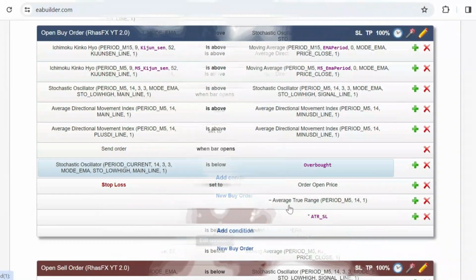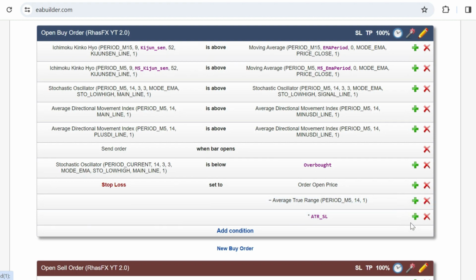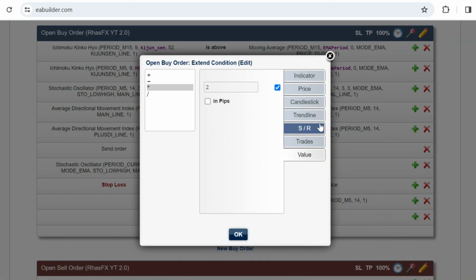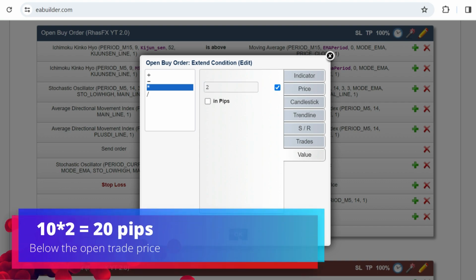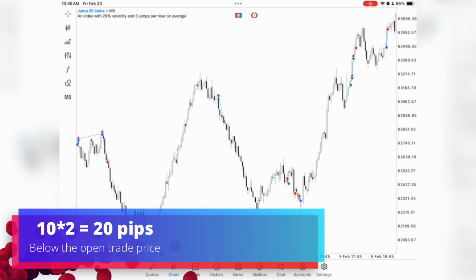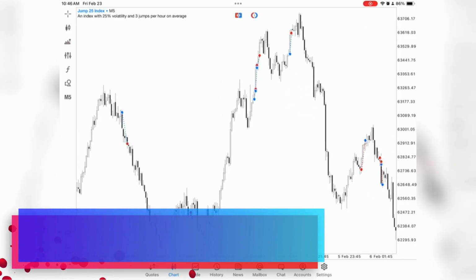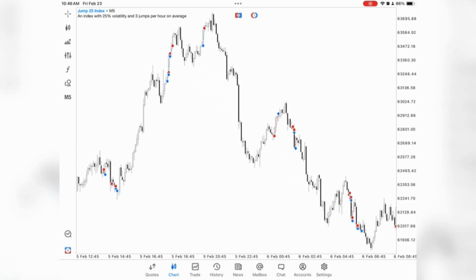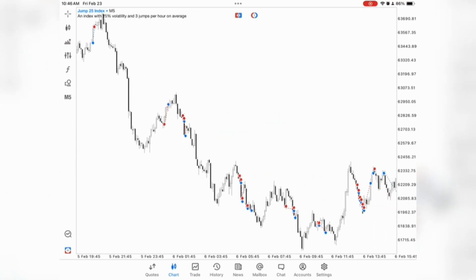Now we are going to extend that extended condition by clicking the green plus sign again and selecting the multiplication sign. After that, input the value you want the ATR value to be multiplied by. For example, if you set the multiplication number to 2 and the ATR value is 10, this means that the EA will put the stop loss at ATR, 10 times the multiplication value, 2, equal 20 pips below the open trade price. I highly recommend adding this as an input to your EA, so that way you can adjust the value as you continuously test your bot to find the perfect settings.